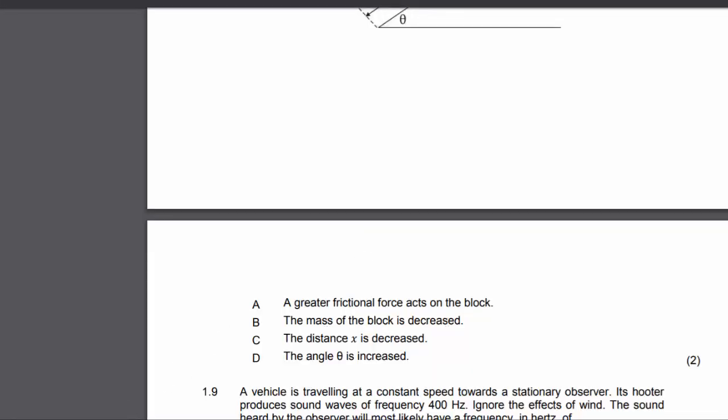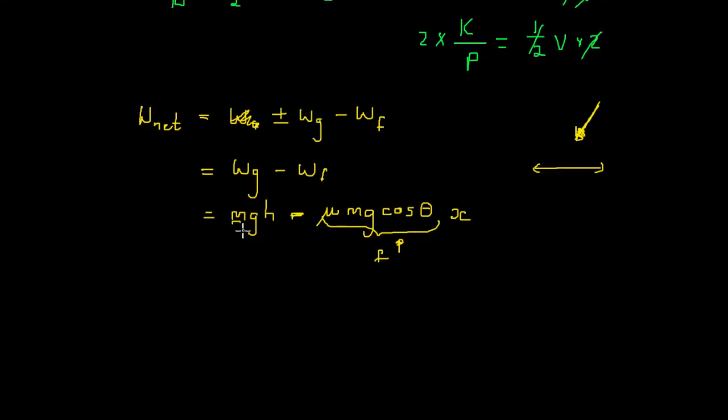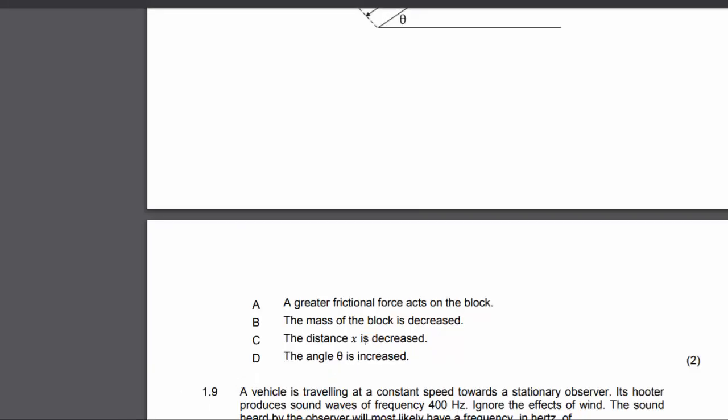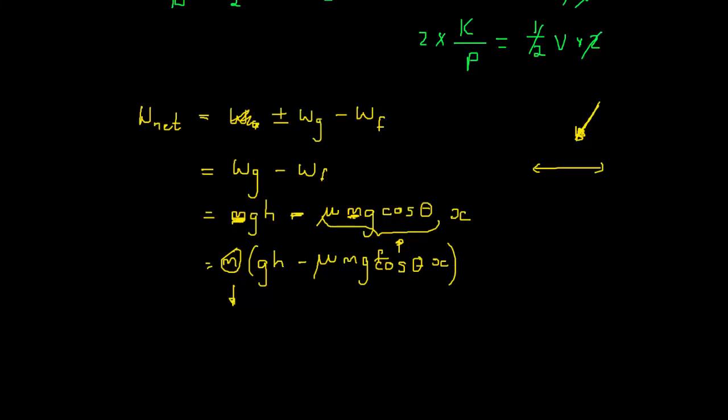If the mass of the block is decreased, where do we have mass? There we have mass. If the mass is decreased, it won't have a positive effect. Taking mass out as a common factor, we have m times g h minus mu g cos theta times x. If mass is decreasing, then this expression will decrease. So no, a decrease in mass will not have a positive effect. If the distance x is decreased, the same thing applies. Here, this h is x sine theta.